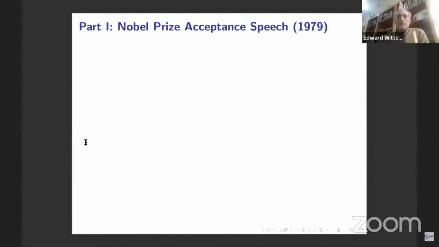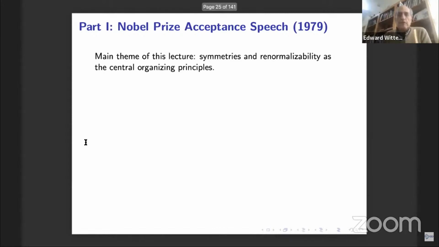So the first of the three of Steve's lectures and articles that we'll look at closely is the Nobel Prize acceptance speech from 1979. So a main theme of this lecture is that there were two central organizing principles, as Steve sees it, in the development of the Standard Model, which were symmetries and normalizability.